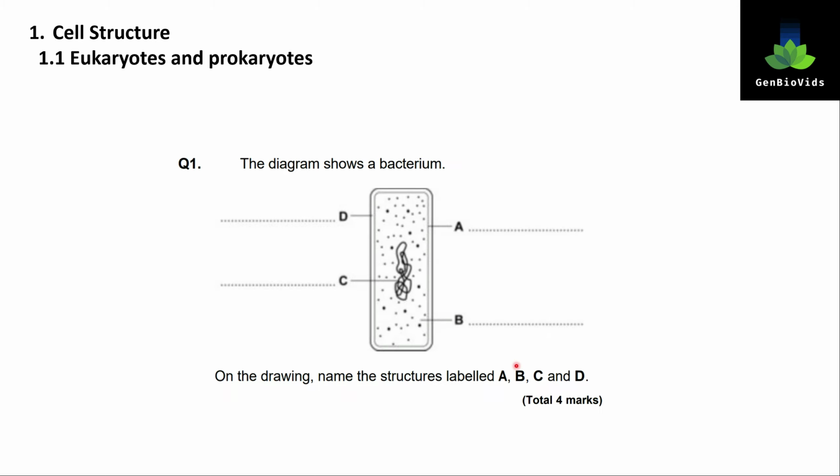So now let's look at a question. So this question asks for you to name the structures labelled A, B, C and D on the diagram. Okay, this should be fairly straightforward. So we have the cell membrane, and a good way for you to distinguish this from the cell wall is the cell membrane is always towards the inside of the cell, whereas the cell wall is always on the outside of the cell. And this is the case for both bacteria and plant cells.